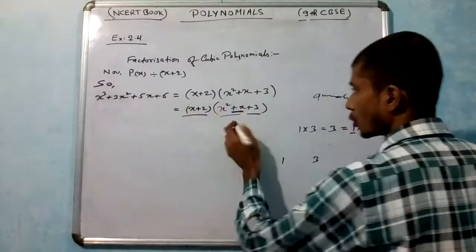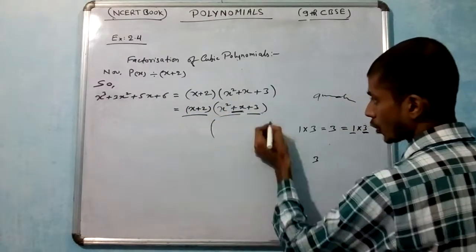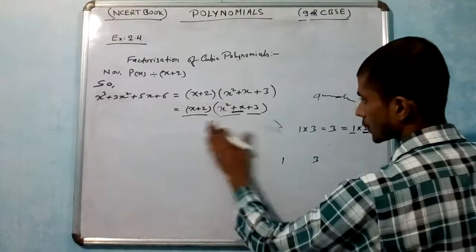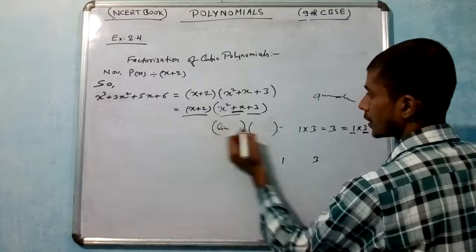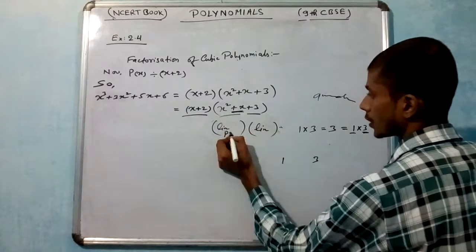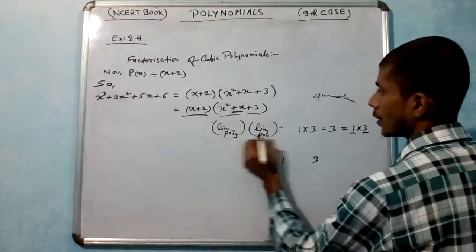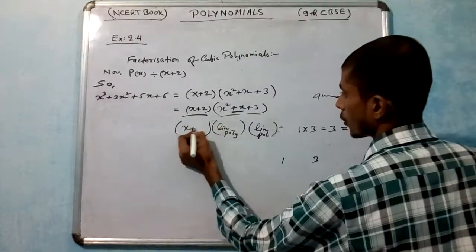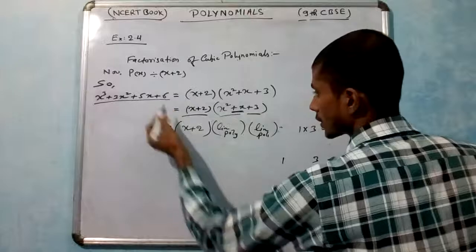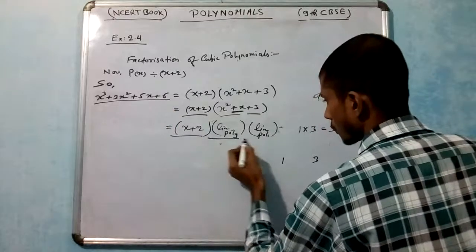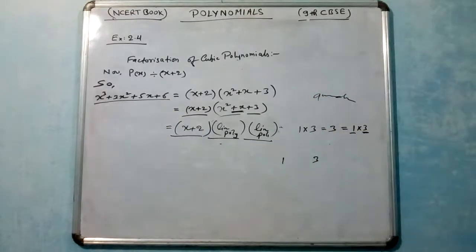Understood how to do it? If we could break it, we would go according to the procedure and try to break this further into the product of two linear polynomials. And x plus 2 is already a linear polynomial, no? So it will come out something like this. So we have factorized this into a product of linear polynomials. Fine. Understood?